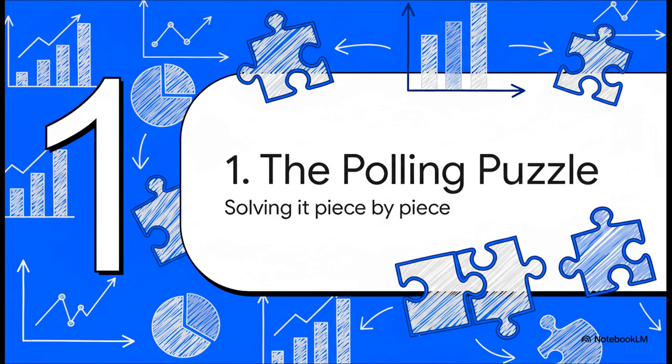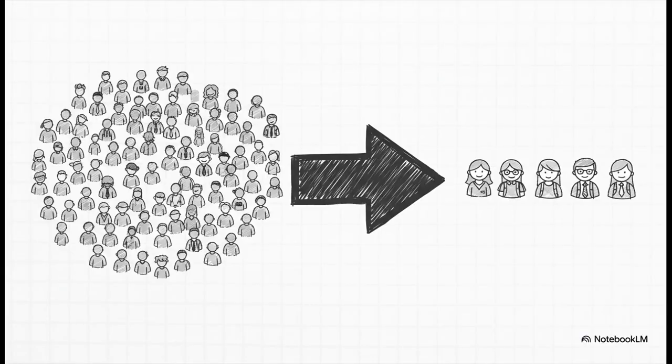So let's treat this like a puzzle, all right? The polling puzzle. To solve it, we're going to break it down into smaller, more manageable pieces. We'll start with something way smaller and easier to wrap our heads around. Forget about millions of voters for a second. To really understand how this works on a massive scale, we first have to understand it on a tiny one. So we're going to shrink this whole problem down to just five students and their test scores.